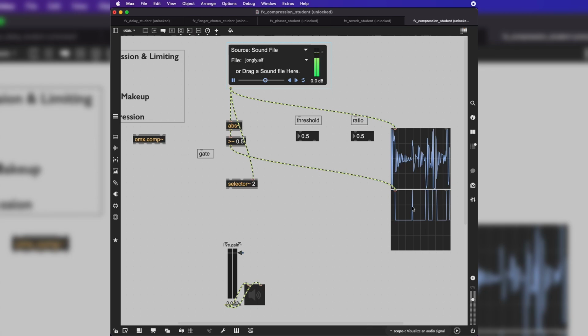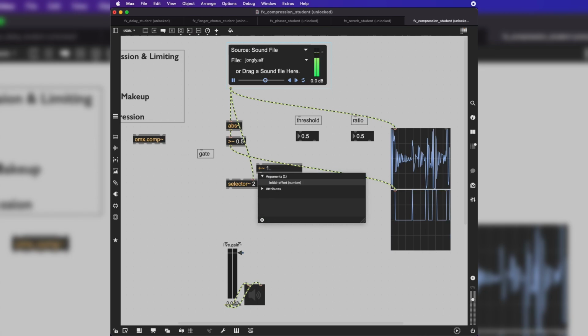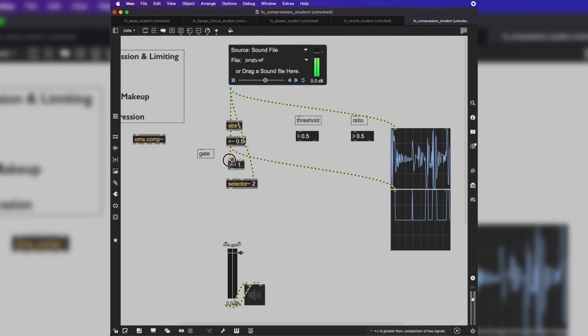And since we're getting 0 and 1 from the gate, we just add 1 more to the signal value. So this number will be between 1 and 2. The selector will shift to the compressed sound when it is 2, and when it is 1, it will play the original sound, the samples below the threshold we determined. So let's say this threshold is actually this.